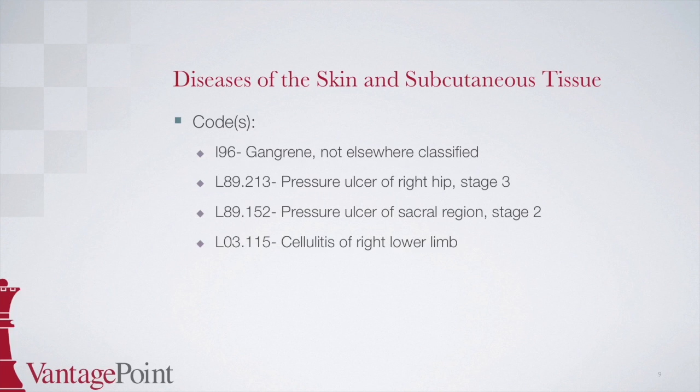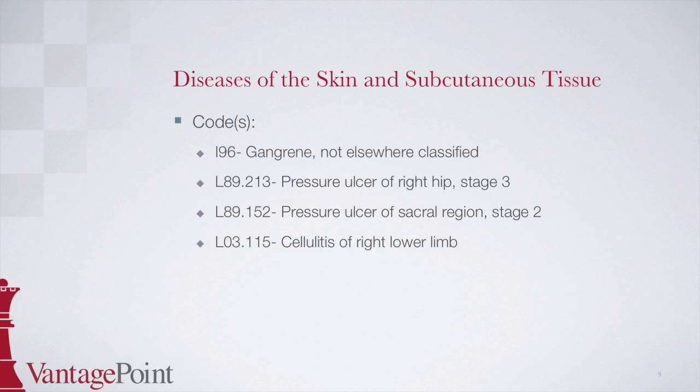L89.213, pressure ulcer of right hip, stage 3. To locate this code, start at ulcer in the alphabetic index, then find pressure indented below. From there, find stage 3, and then the site, which is the hip. This points to L89.2, with a checkbox next to it indicating more digits are required.